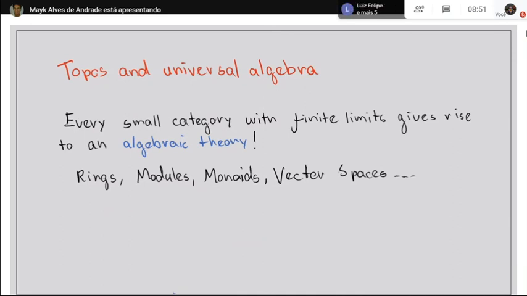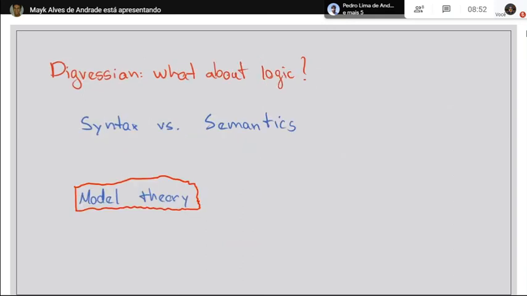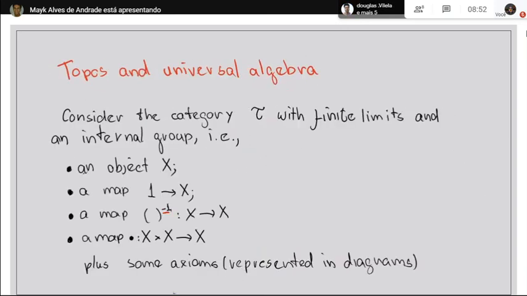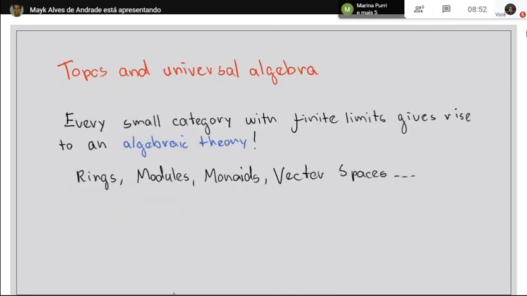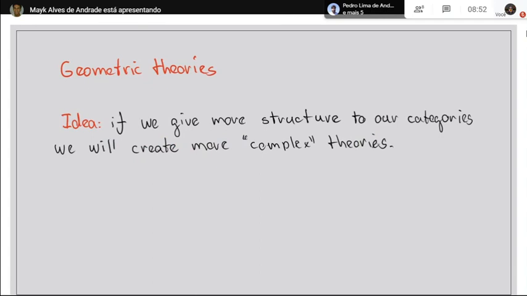So I'm at the end. Let's say that every small category with finite limits gives rise to an algebraic theory. We said that the category tau with finite limits, and an object that behaves like this, gives rise to the theory of groups. On the other hand, any category with finite limits will give rise to an algebraic theory. So we have a category for rings, for modules, for monoids, vector spaces, and so on. And the idea, right?